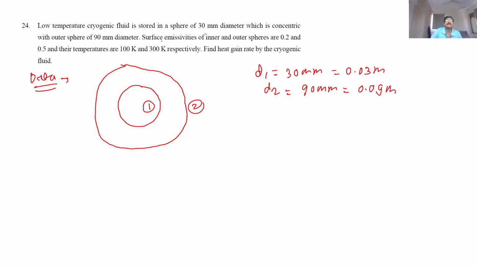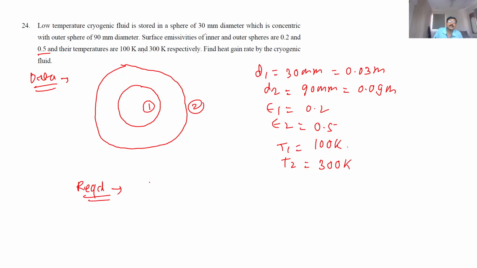Okay, convert into meter. Surface emissivity of the inner one, epsilon 1, is 0.2. Outer epsilon 2 is 0.5. Their temperatures are: inner T1 is 100 Kelvin, already in Kelvin, and T2 is 300 Kelvin. Find the heat gain rate by the cryogenic fluid. So what is asked of you? The required answer is Q1 to 2. Okay, now we'll go for the solution.